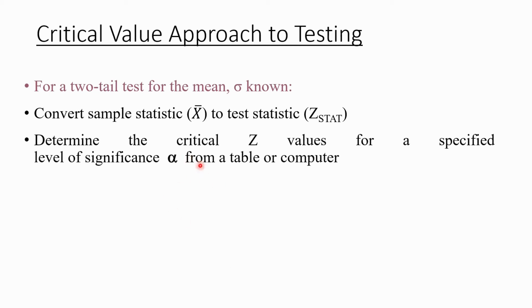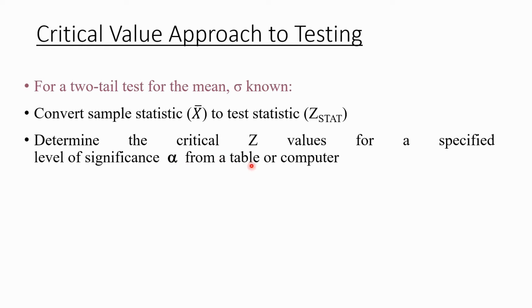So how do you determine your critical value? You convert your sample statistic, which is in this case x bar, because you're talking about the mean, to your test statistic, Z stat. Why are you considering Z stat? Because you know your sigma, or your population standard deviation, is given. So from that Z value, you determine the critical Z values. These critical values are your Z values for a specified level of alpha. So your level of significance should be given, whether it's 0.05, 0.025, something should be given.